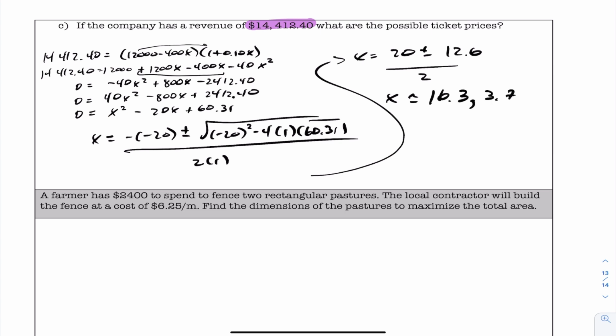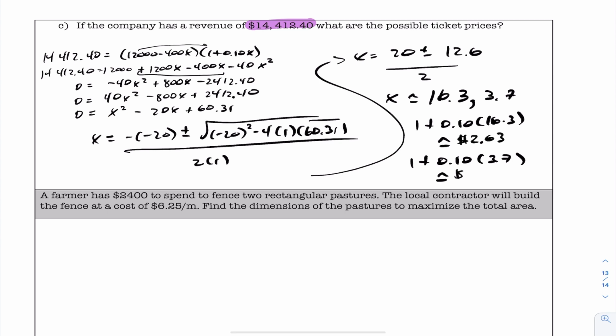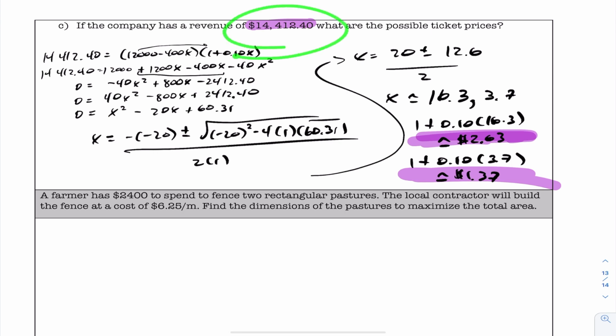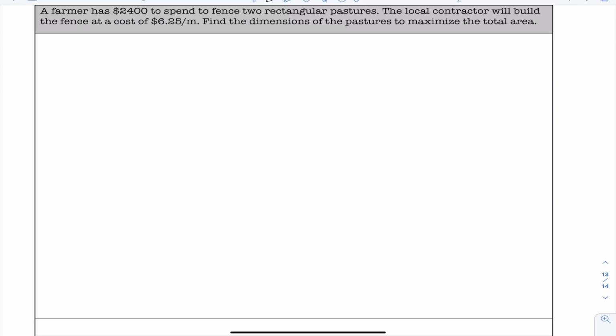3.7. So the possible ticket prices are 1 plus 0.10 times 16.3, or 1 plus 0.10 times 3.7, which gives approximate ticket prices of $2.63 or $1.37. So notice with this question, either they sell the tickets for $2.63 each, or they sell the tickets for $1.37 each. Both of these will yield less than maximized revenue, and that less than maximized revenue is $14,412.40. Okay, let's take a look at the next problem here.